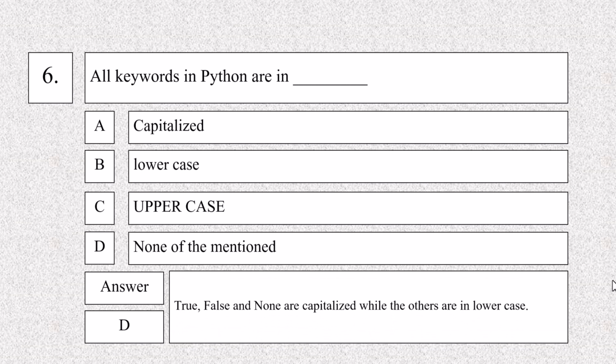Why? True, False, None, these are keywords, and these keywords are capitalized while the other keywords are in lowercase. That is why it is not capitalized, it is not lowercase, not uppercase, and the correct option is option D, that is none of the mentioned.